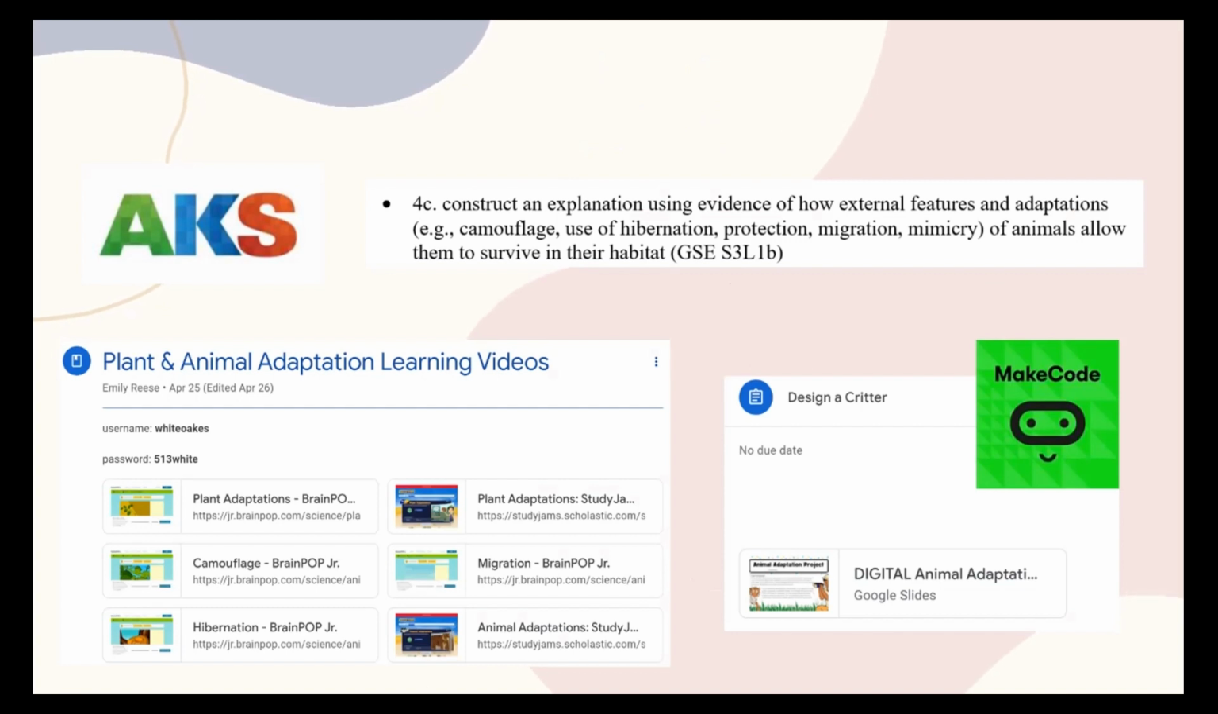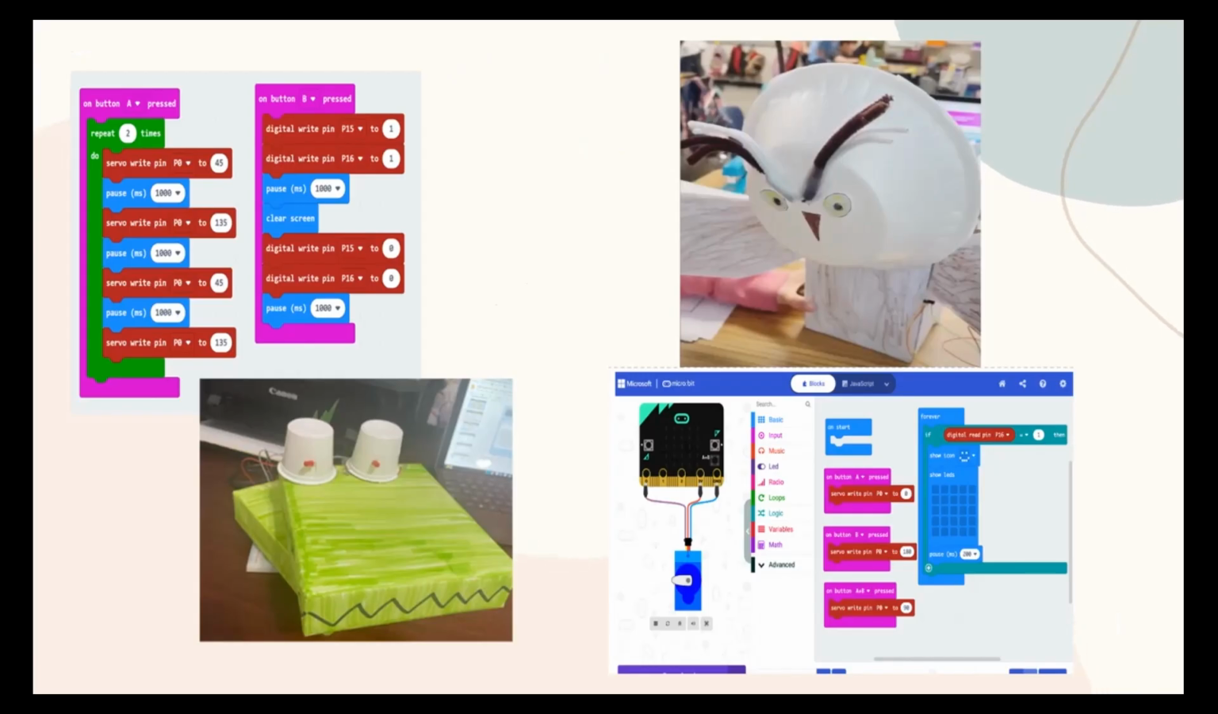Working in collaborative groups, students chose and researched an animal in a Georgia habitat, wrote a report detailing the adaptations their animal had, which allowed it to thrive in their chosen Georgia habitat. This aligned with Gwinnett County Public Schools Science AKS 4C. Students used MakeCode and microbits to include one input and one output function for their animal adaptation robotic pet.